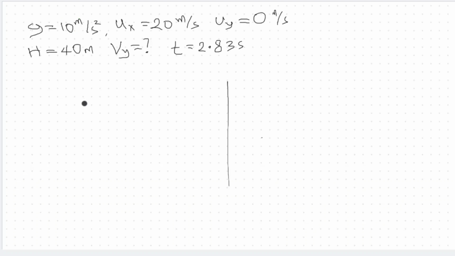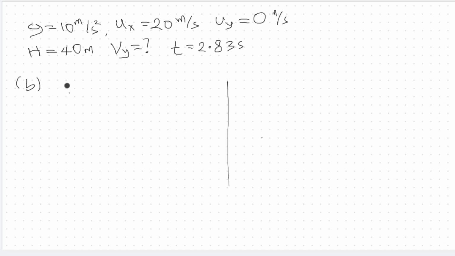All right, for the B part, which is the vertical component of the velocity when it hits the ground, we've already gotten the time when it hits the ground as 2.83 seconds. The horizontal velocity initially is 20, while the initial vertical velocity is 0. Meanwhile, the final vertical velocity v_y will have a value, and we're going to find that.